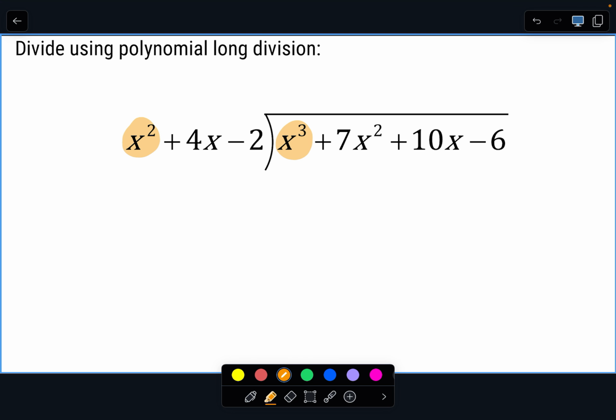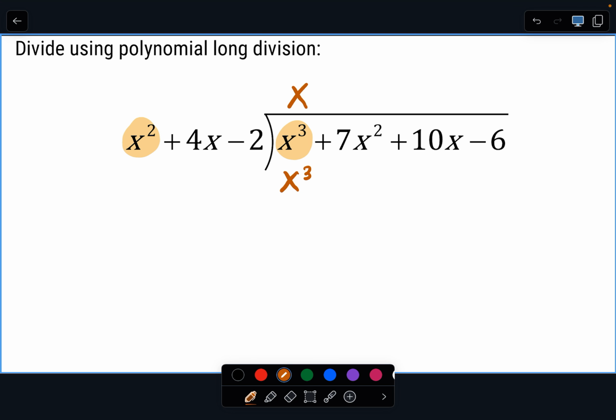1 or x? X, because what's x squared times x? X cubed. So what I'm going to do is up here, I'm going to put an x. Same exact thought process as when I had, what was my number? 40, and I had 16. 2 times 16 made 32. That's the biggest number I can fit inside of 40. I made x times x squared is going to give me x cubed.